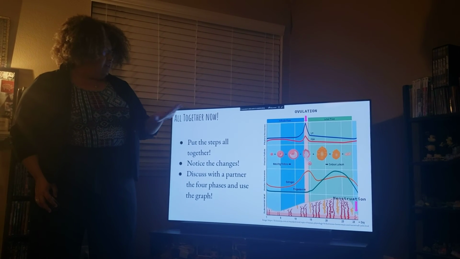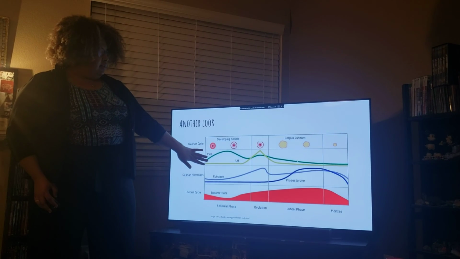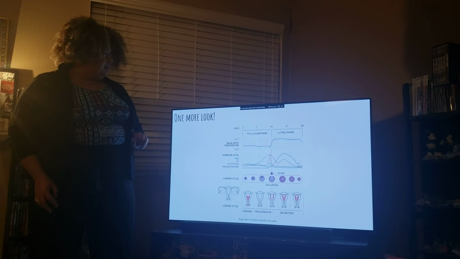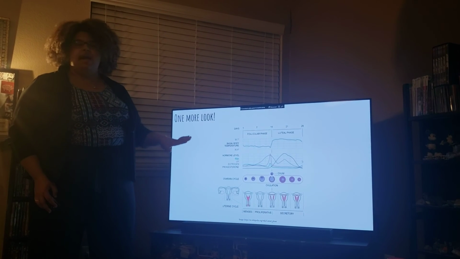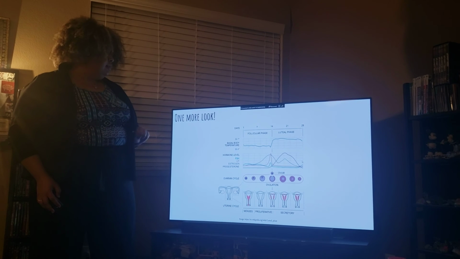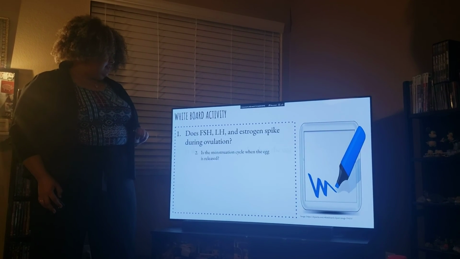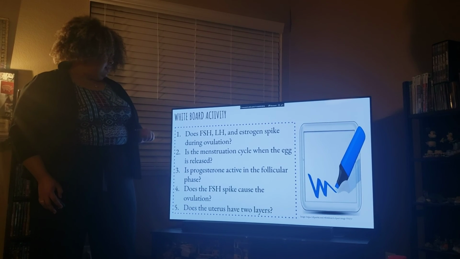I'd like to let you talk with your partner over this. And here's a different look. You can kind of see it's the same image, just in different phases. Again, you have all of these in your lecture notes. So with your partner, we're going to skip over this really fast and come back to it.